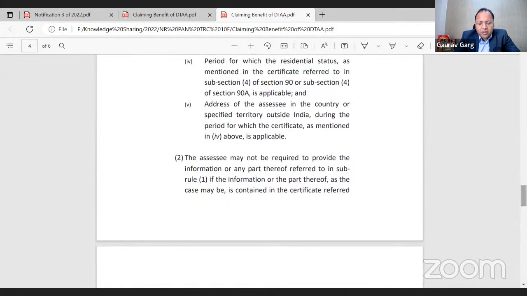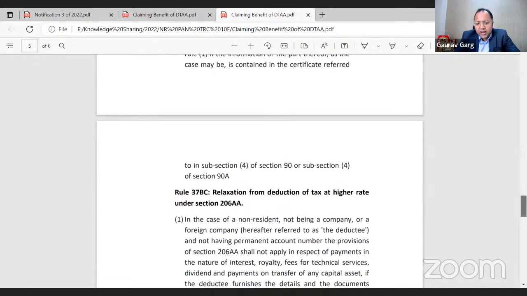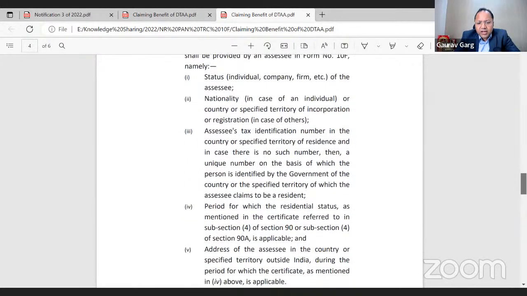And then you have point number 2, which says the assessee may not be required to provide the information or any part thereof referred to in sub rule 1 if the information or part thereof, as the case may be, is contained in the certificate referred to in subsection 4 of section 90. Which means, if you have a tax residency certificate which contains all this information, then you do not need form 10F. So 10F is not mandatory in every case. It is only mandatory when your tax residency certificate does not have status, nationality, a tax identification number, period, or address.